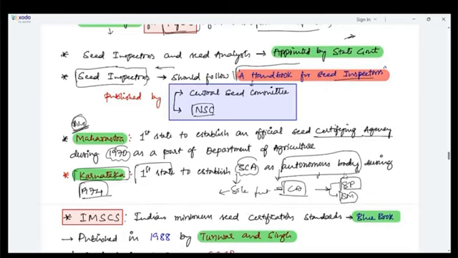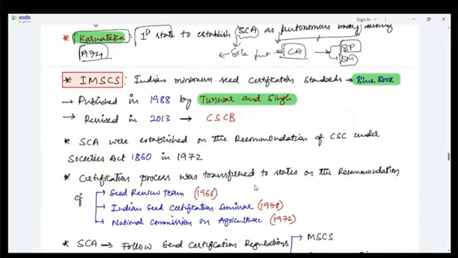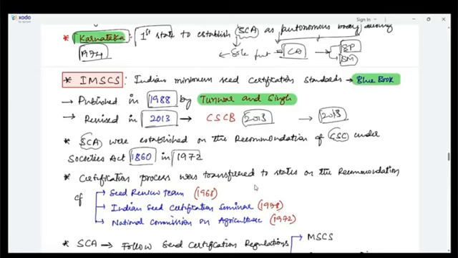I have already told you about the Blue Book. The Blue Book was first published in 1988 by Tunwar and Singh, and it was revised in 2013. The document I showed you was published in 2013. Till now it has not been revised, so we are still following the same document. Next, state seed certifying agencies were established on the recommendation of the Central Seed Committee under the Societies Act 1860, in 1972. These are all things that you should remember. I hope you will read it by yourself; there is no need to read them again.